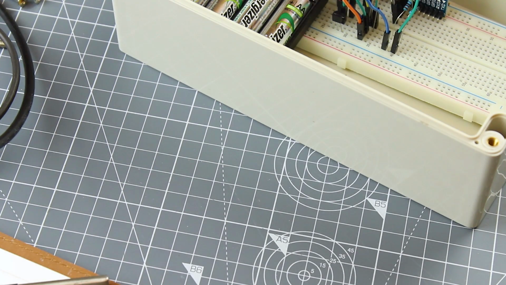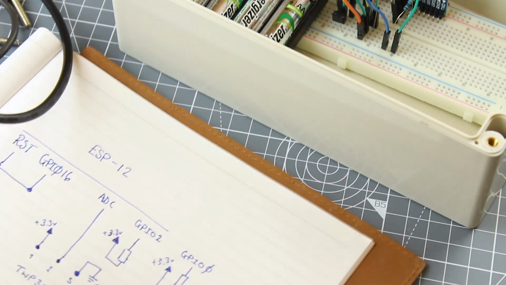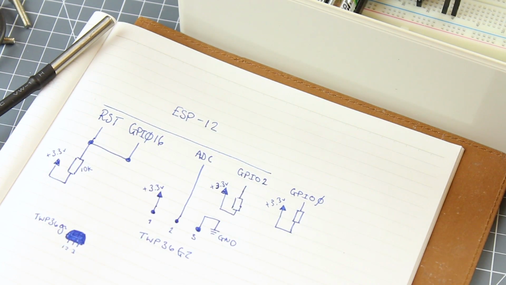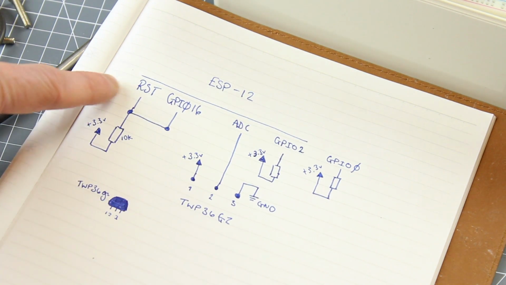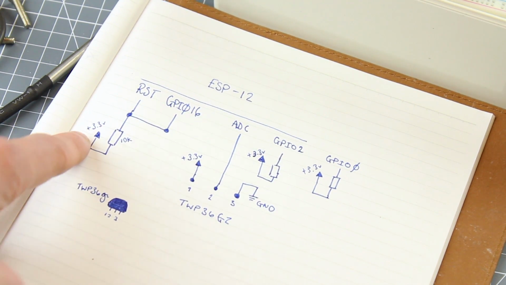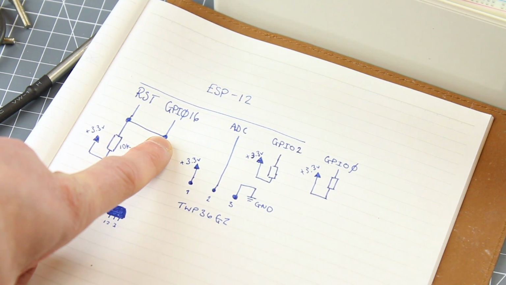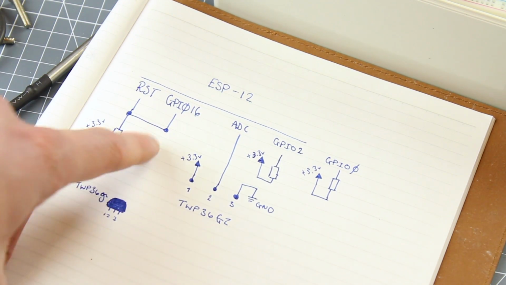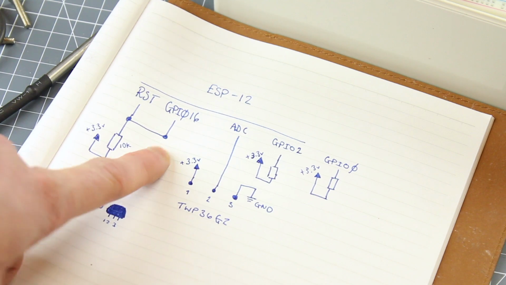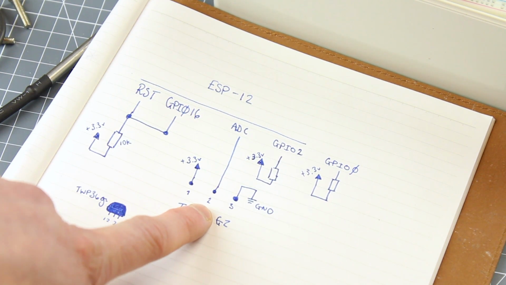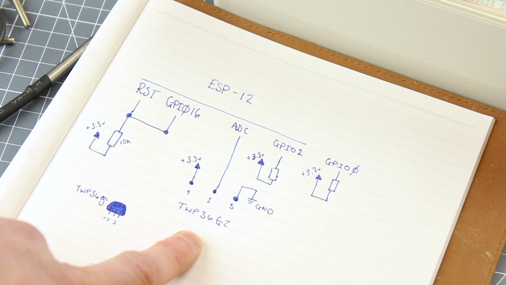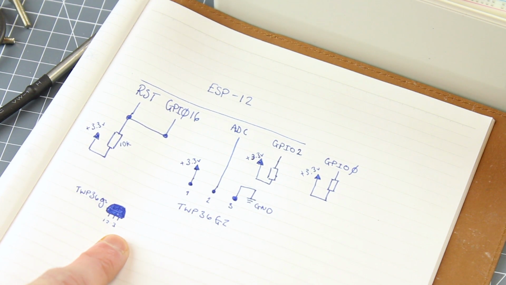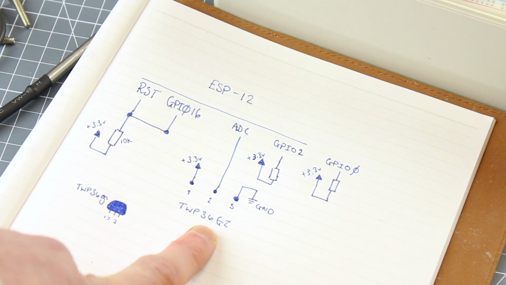Now, I'm going to show you a little circuit of how we've wired this up. So we've got our ESP-12 there. And our reset has a pull up to 3.3 volts, and it's also connected to GPIO-16. And that's important for the deep sleep. So when you have deep sleep, you have it hooked up to GPIO-16 so it can wake up. And we've got our ADC, the only ADC on the ESP-8266, hooked up to the second pin, the central pin of the TW36GZ, and then the other pins are power and ground.